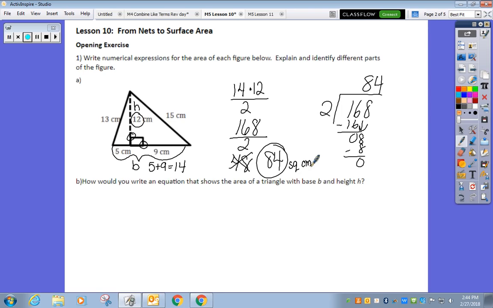Okay, so now it's asking how would I write an equation that shows the area of a triangle with base B and height H. Basically, it's just asking for a formula. We would be doing the area equals the base times height divided by 2. Or, remember, we've also looked at that formula as area equals 1/2 times the base times the height. They get you the same result.